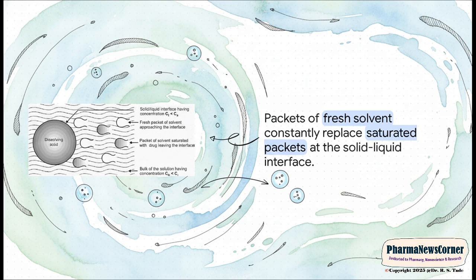Danckwerts' theory imagines a much more turbulent environment. It says that little packets of fresh liquid are constantly swooping in from the bulk solution, landing on the drug surface, grabbing some drug molecules, and then getting swept away and replaced by new, fresh packets. In this model, the speed of this constant surface renewal is what controls the whole process.